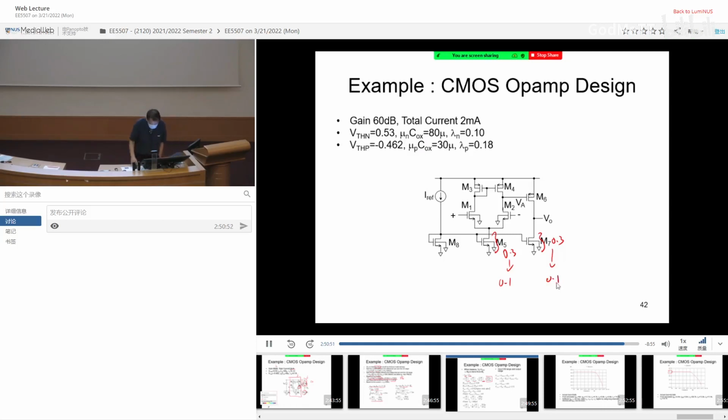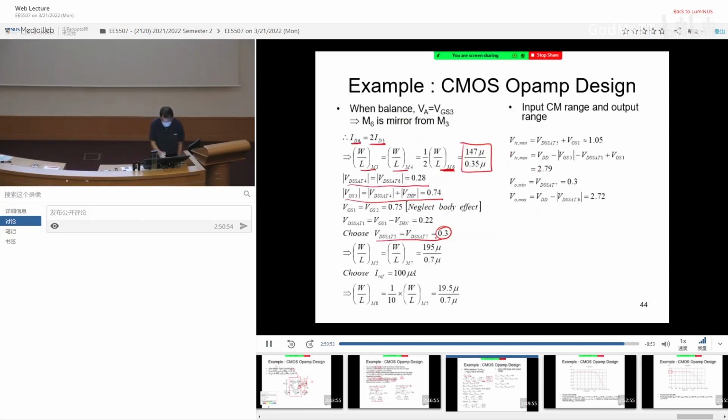accordingly. So here, allocating it to be 0.3, and I know the current that is needed, I can actually work out the sizing. And you can see that I don't use the minimum sizing. The minimum sizing is 0.35, so I use 0.7 here to make the resistance slightly larger. And then I didn't make the IREF exactly the same. I make it 10 times smaller. So therefore, I can also figure out the transistor sizing for M5 and M8. Okay?